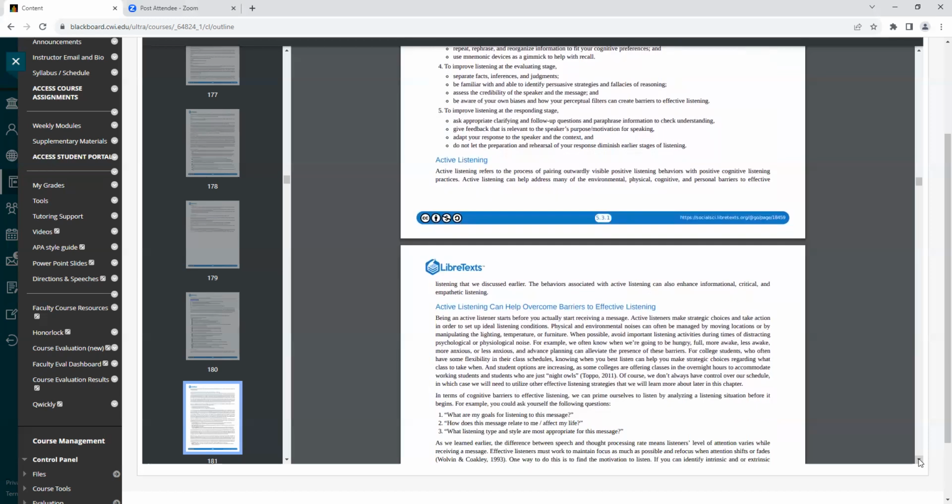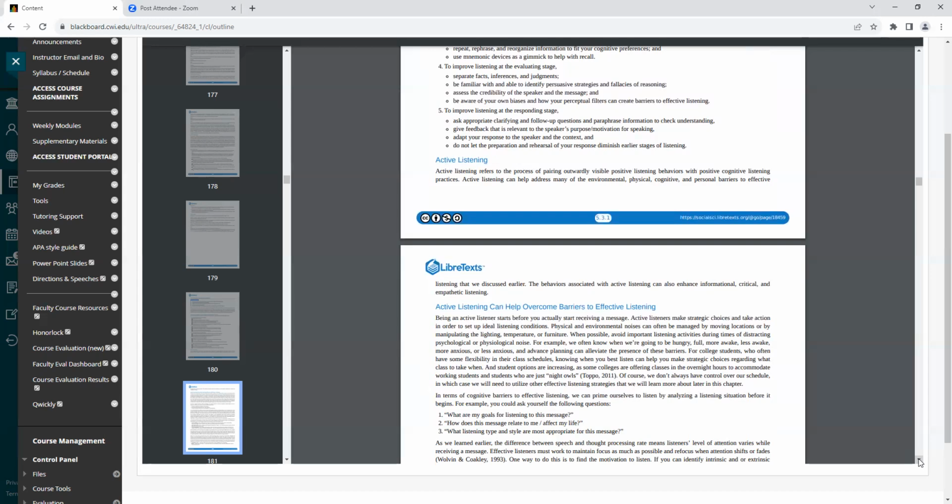Number four, to improve listening at the evaluating stage. Separate facts, inferences, and judgments. Be familiar with and able to identify persuasive strategies and fallacies of reasoning. Assess the credibility of the speaker and the message, and be aware of your own biases and how your perceptual filters can create barriers to effective listening.